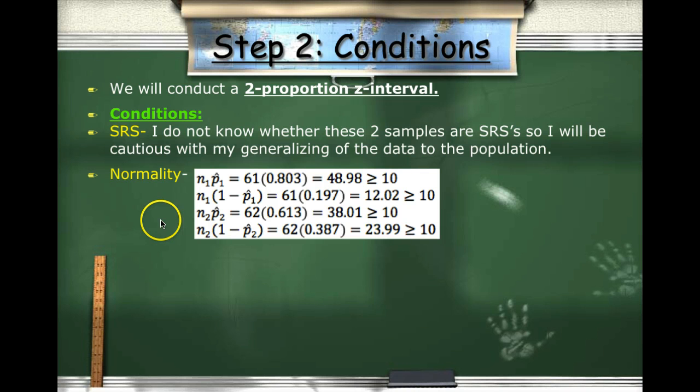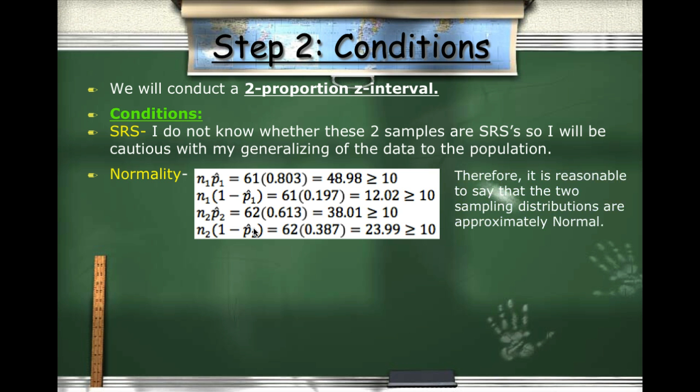And once again, notice this is a confidence interval, so I'm using my p-hats in here because you don't start with any hypothesized values. You're just starting with the sample information. Therefore, it's reasonable to say that the two sampling distributions are considered approximately normal.